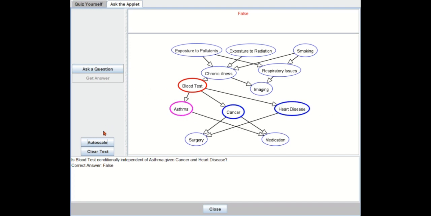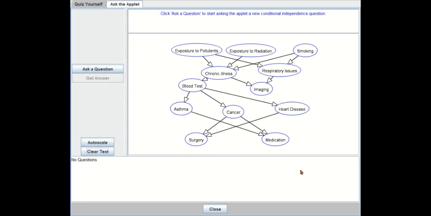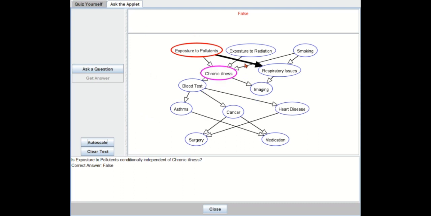In a similar way, we can remove this using ask questions, clear text. Okay, now randomly select this: exposure to pollutants and chronic illness. Is exposure to pollutants conditionally independent of chronic illness? The answer of course is false, because if someone has done exposure to pollutants, the person is likely to have chronic illness. So in this way we can test our network using the independence quiz option.